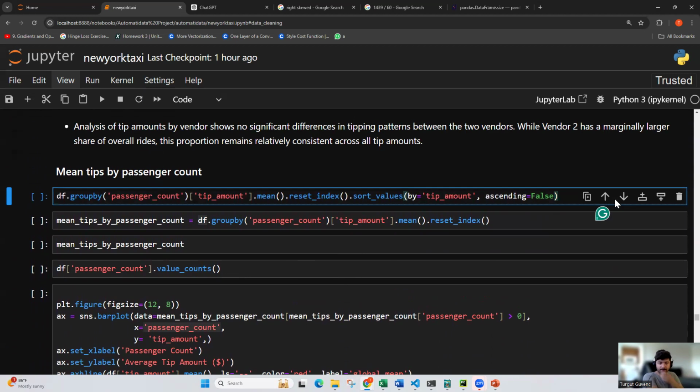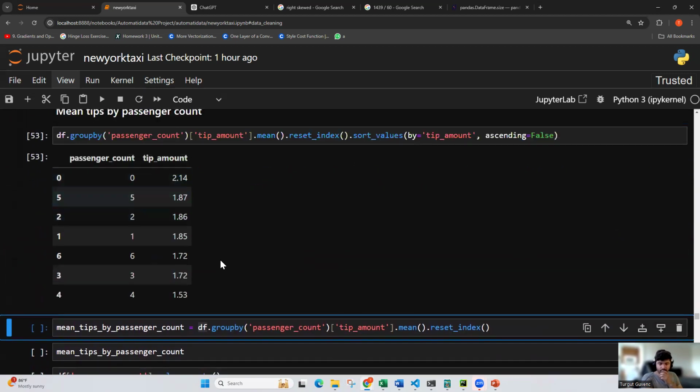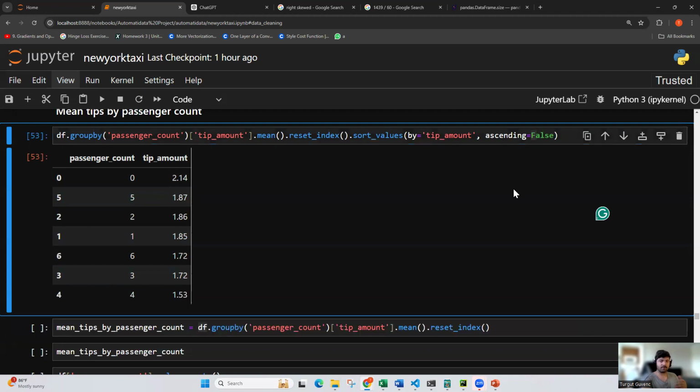Okay, so mean tips by the passenger count. What we are trying to say here is whether passenger count is affecting our tip amount, right? For example, I'm a driver and somebody told me, hey, if you just get to this, of course, this one, I sorted the values here. Basically, I'm grouping by the passenger count, right? And then getting the tip amount and calculating the mean value, resetting the indexes and sorting the values by the tip amount. And I'm saying ascending false, otherwise it will just sort them like that.